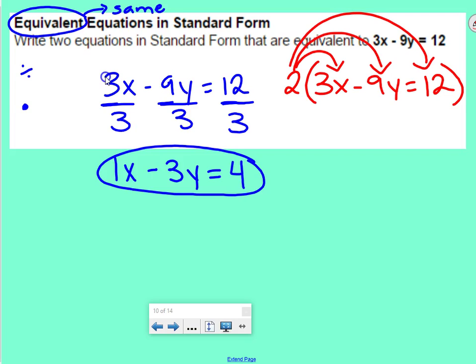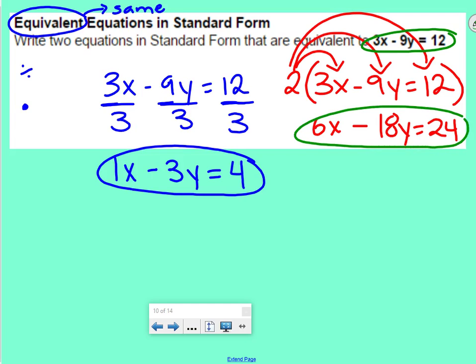So 2 times 3x is 6x. 2 times 9y, carry down your minus sign, gives us 18y, equals 2 times 12, which is 24. So our original equation, 3x minus 9y equals 12, 6x minus 18y equals 24, and 1x minus 3y equals 4 are all the same. They would graph the same line.